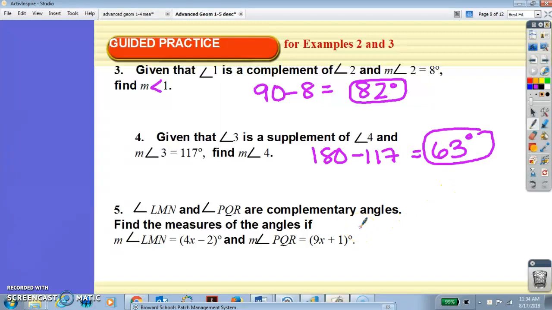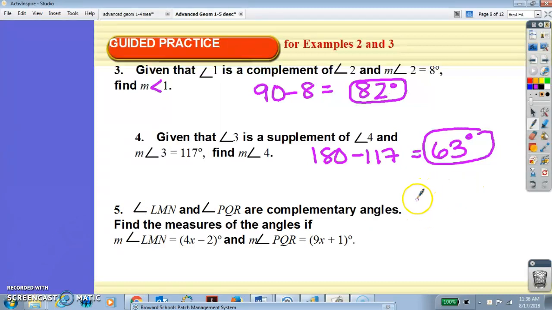If the measure of angle LMN and the measure of angle PQR are complementary angles, find the measure of the angles if the measure of angle LMN is 4x minus 2 and the measure of angle PQR is 9x plus 1. So take a second or a couple minutes to figure out this problem, and then we will go over it. I'm going to pause the video.